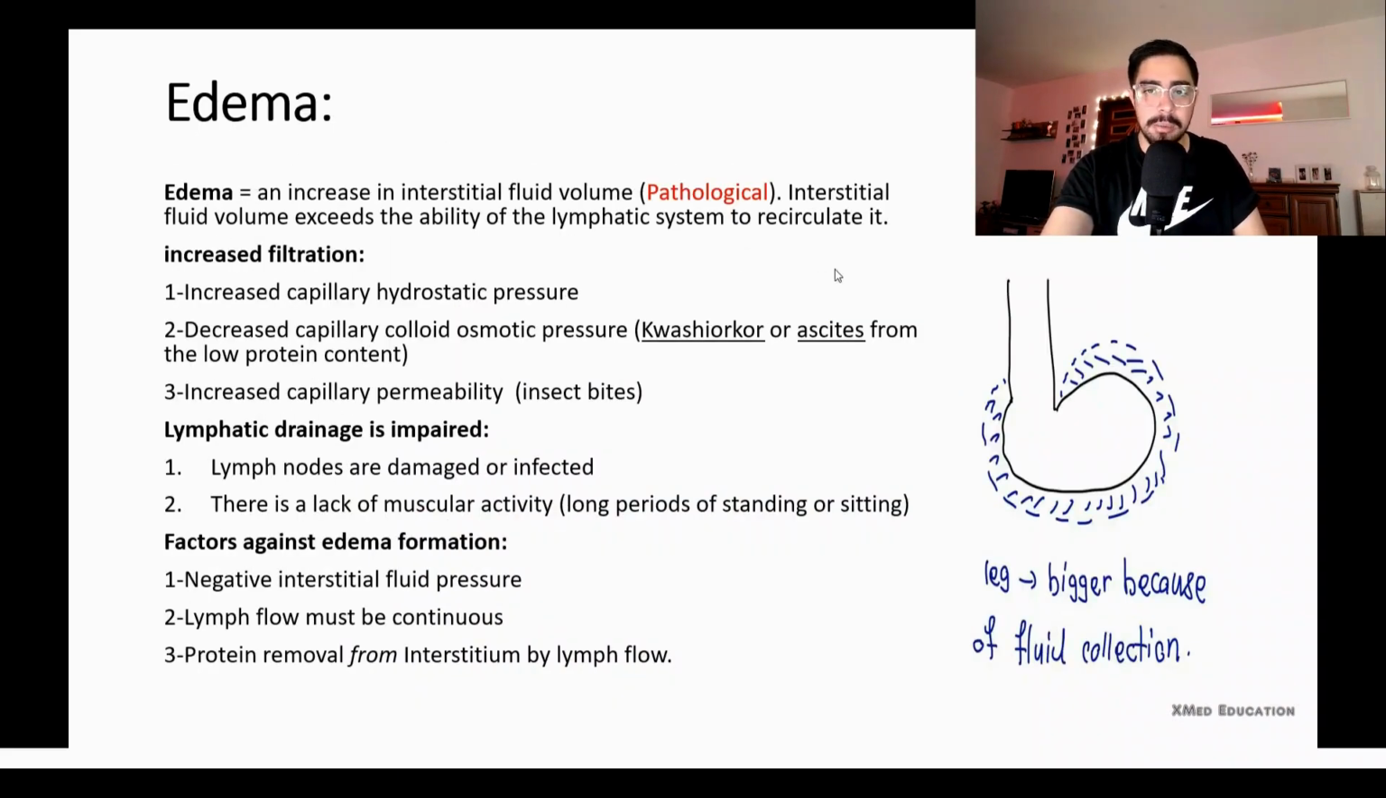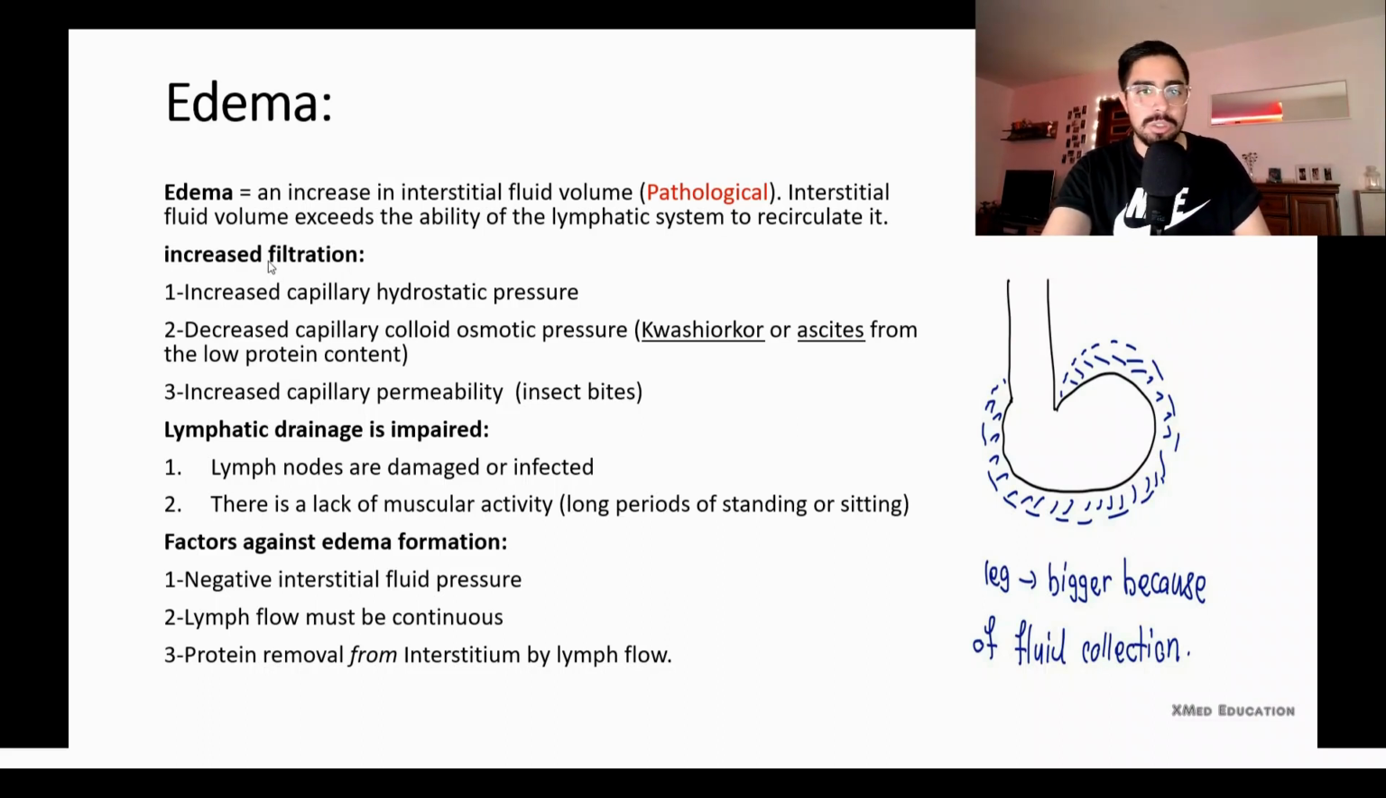And what is edema? Edema is the major thing that you need to know about this topic. All the important things of this topic are because of edema. Edema is something pathological, and when fluid goes to the interstitial compartment and stays there, we call it edema. This edema can have many reasons.